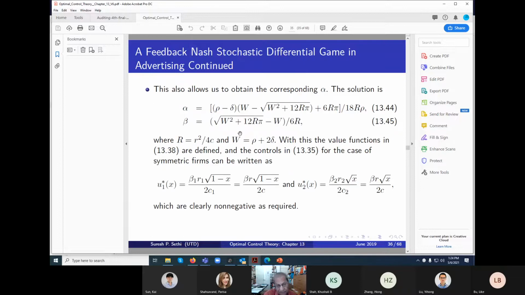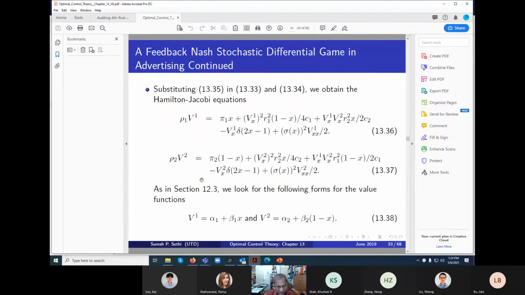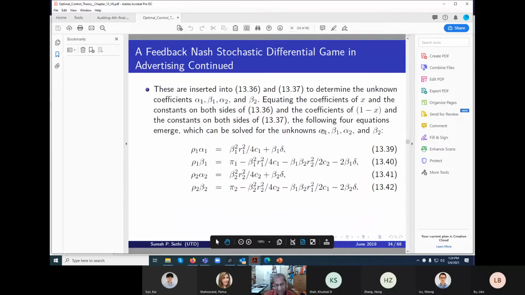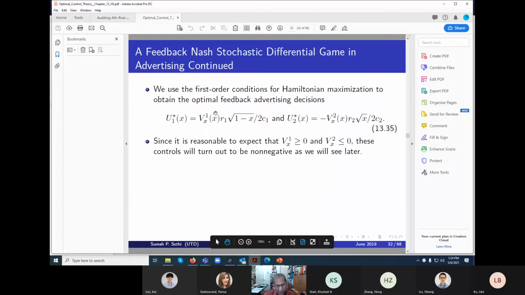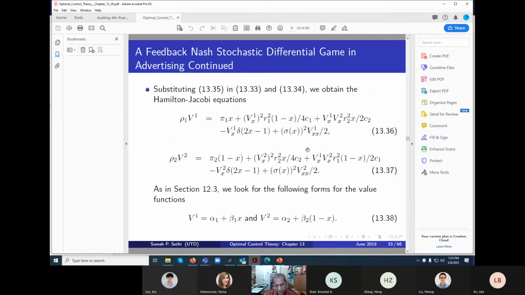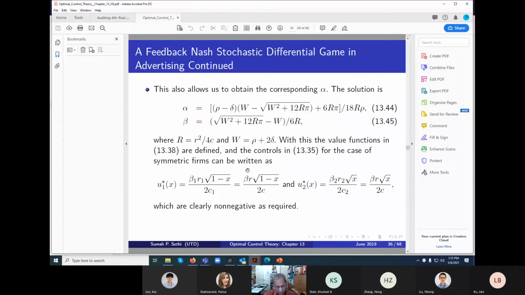When we do all that, we get the following solution, where R is R squared by 4C, W is rho plus 2 delta, and we're going to change W to D, I suppose. And once alpha and beta are solved, then these value functions are defined. And once these are defined, we can see the control. This will be just beta 1, and this will be just beta 2 or minus beta 2 in this case. And so we will get the solution of control, which is given by beta, and u2 is given by beta R square root of x divided by 2c.